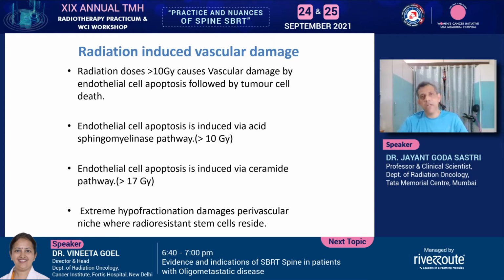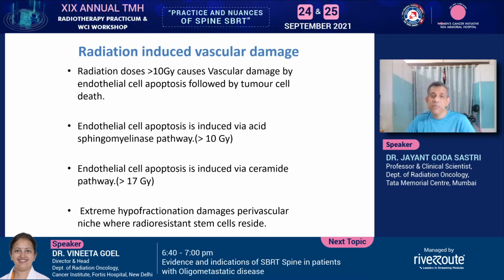So what happens in radiation-induced vascular damage? When we are giving radiation doses of more than 10 gray, vascular damage happens by endothelial cell apoptosis, which I've already explained in my previous slide, and this is followed by tumor cell death. Now, endothelial cell apoptosis can be induced via two pathways, and this is very much dose dependent.